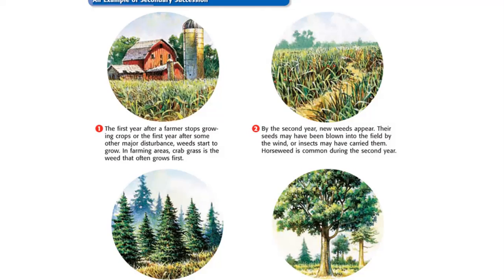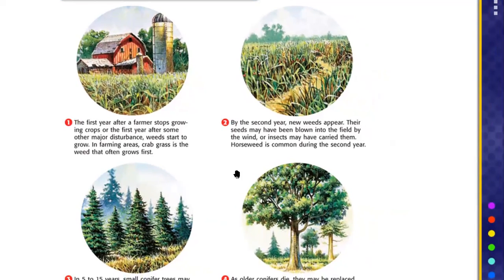So like this, we find the weeds absorb most of the nutrients of the plants, so the plants start to die. They won't be able to grow anymore. Then after 1 year, new weeds will appear, and their seeds may have been blown into the field by the wind, or insects may have carried them. So they are going to increase in number and so on.